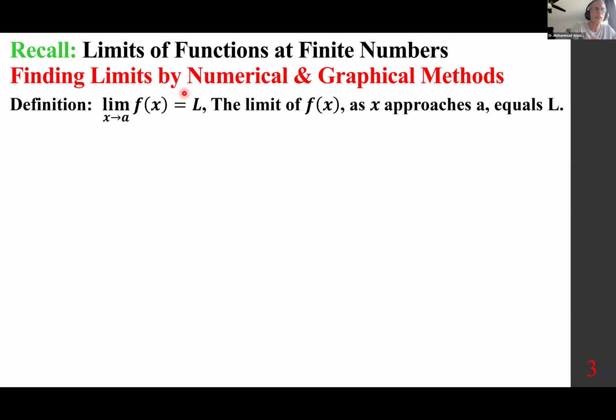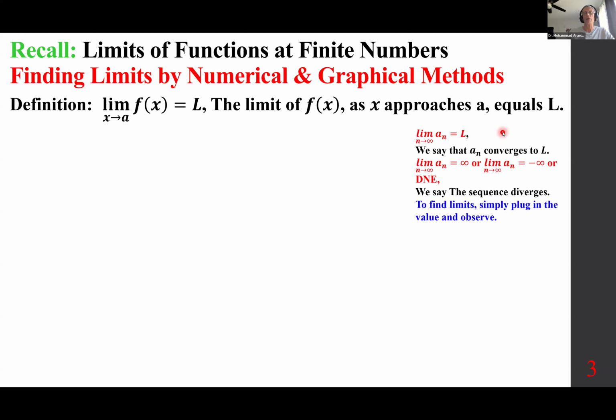When we look at this, we read it as the limit of f of x as x approaches a equals L. Now, for the sequences that we studied, the limit of a sub n as n approaches infinity is L. We say that a sub n converges to L. If this limit is infinity, negative infinity, or does not exist, we say the sequence diverges. To find limits, simply plug in and observe.